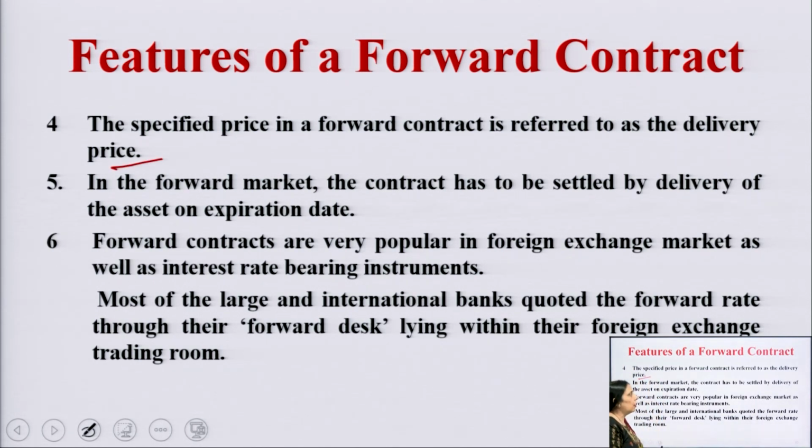Then in a forward contract, the contract has to be settled by the delivery of the asset on the expiration date, the date which is decided in advance. Then, as we know, forward contracts are very popular in the foreign exchange market to hedge the currency risk as well as for interest rate bearing securities. Most of the multinational companies and the international banks quote the forward rate through their forward desk lying within their foreign exchange trading room.